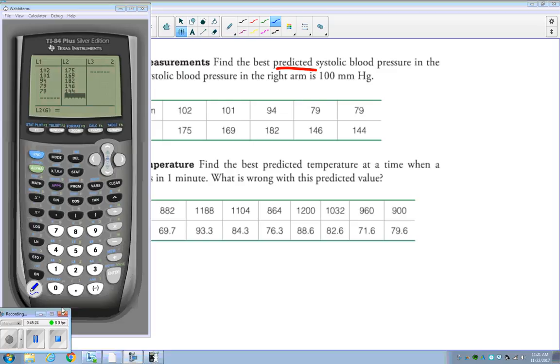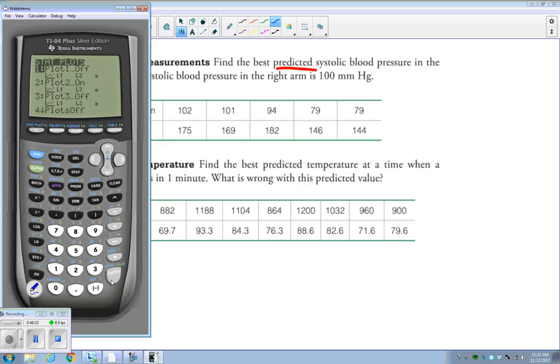Now that we have our data entered, the first thing we want to do is just look at a stat plot of the data to see if it has any linear relationship. Okay? So to do that, we're going to go to our second stat plot. This is why I put the residuals always in plot 2, because that means I don't have to change anything. I just turn them on and turn them off.